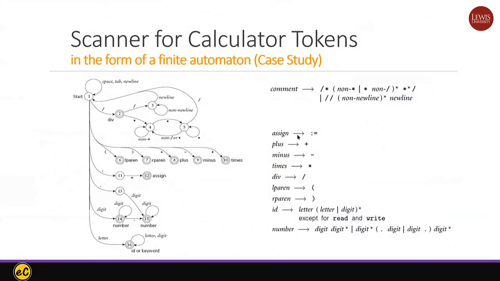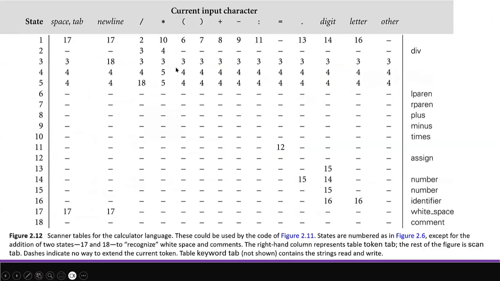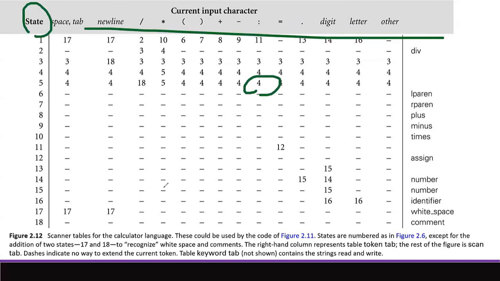Again, using the calculator language example, here is the final state machine that you got. You get the table-driven state machine transition: your state, your input, your next state.